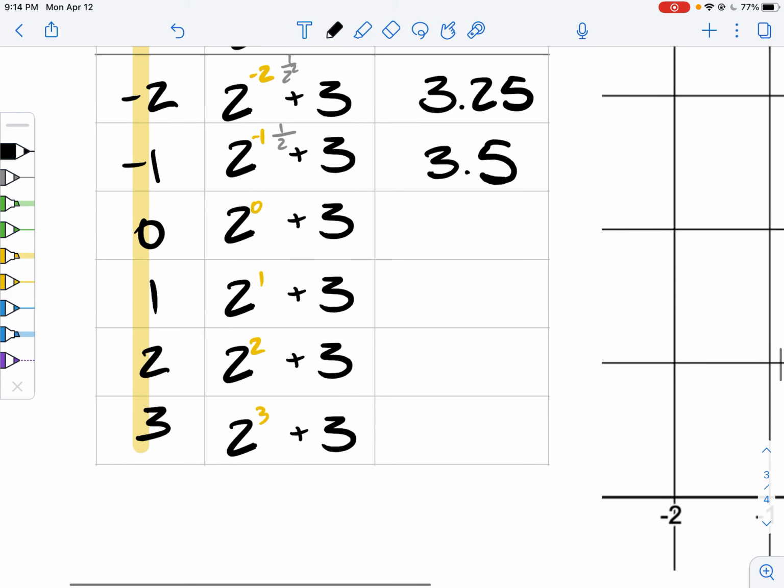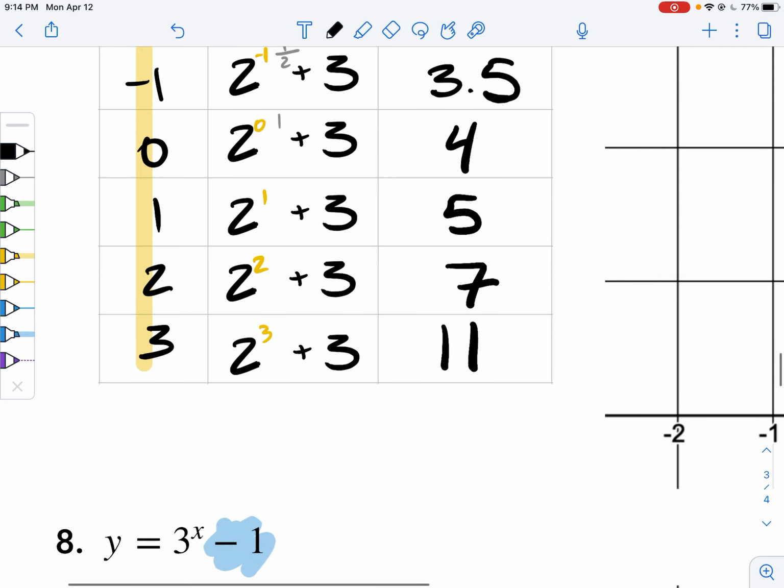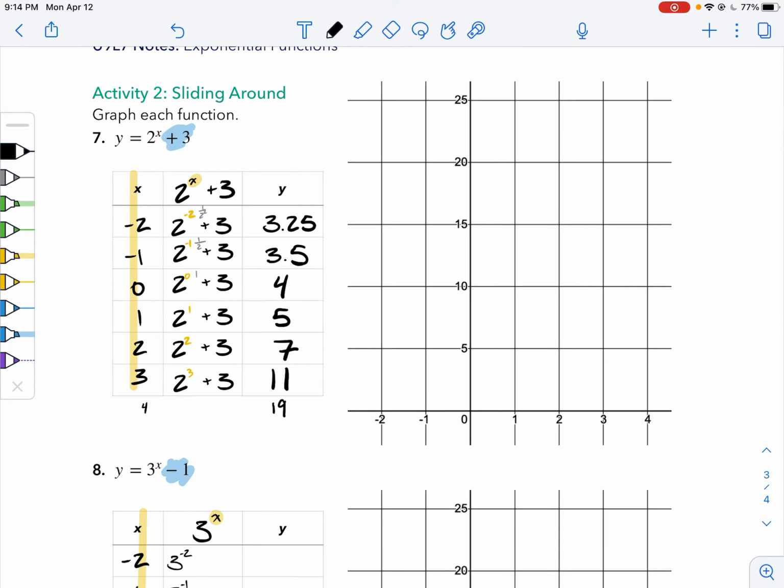2 to the 0th is just 1. 1 plus 3 is 4. 2 plus 3 is 5. 4 plus 3 is 7. 8 plus 3 is 11. And fun fact, if we had done 4, we would have gotten 19. So that's exciting. Okay, now let's graph it.